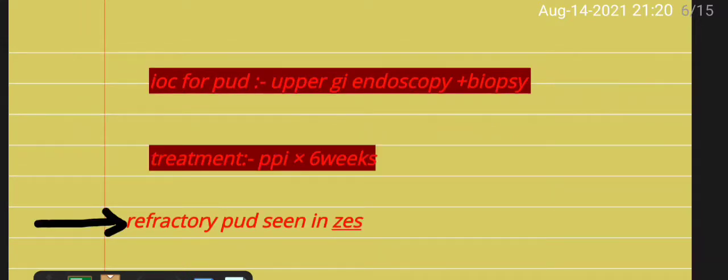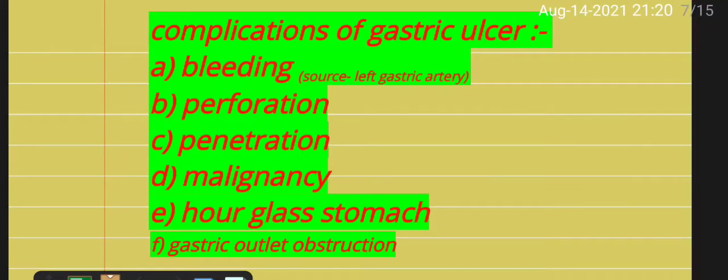Furthermore, the investigation of choice for peptic ulcer disease is upper GI endoscopy and biopsy. Upper GI endoscopy is done and biopsy is done in gastric ulcer to rule out malignancy, because it is pre-malignant. For treatment of peptic ulcer disease we give proton pump inhibitors for 6 weeks, and if there is refractory peptic ulcer disease, then Zollinger-Ellison syndrome can be present. The complications of gastric ulcer are bleeding, perforation, penetration, malignancy, hourglass stomach and gastric outlet obstruction.